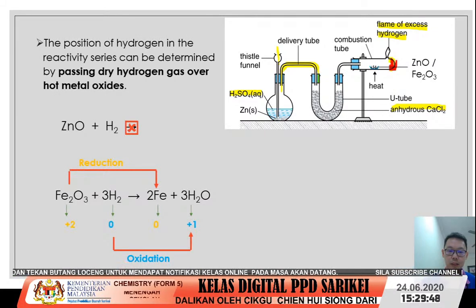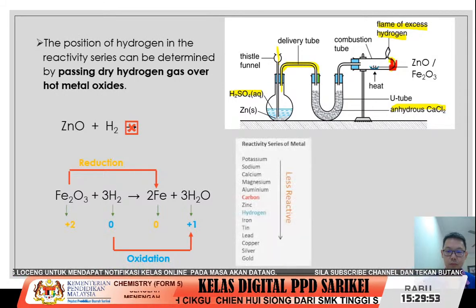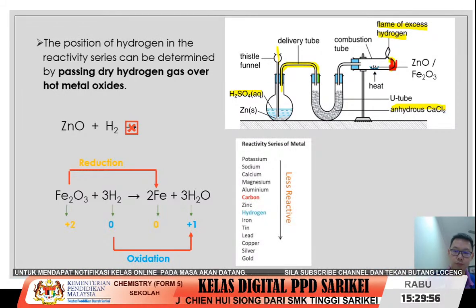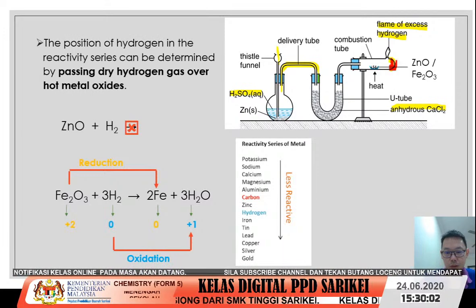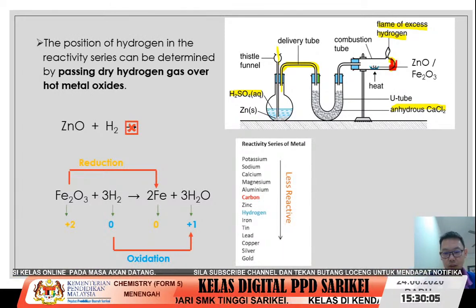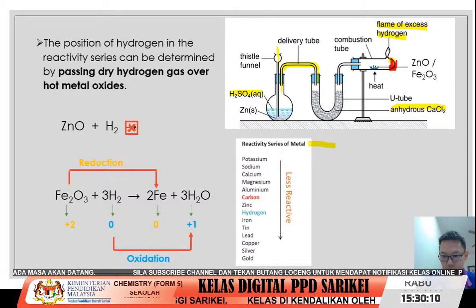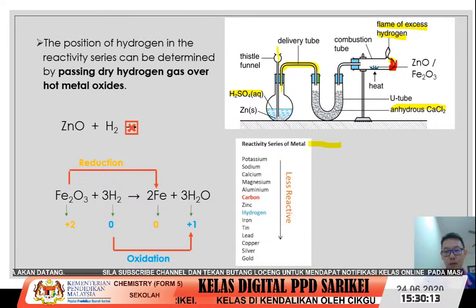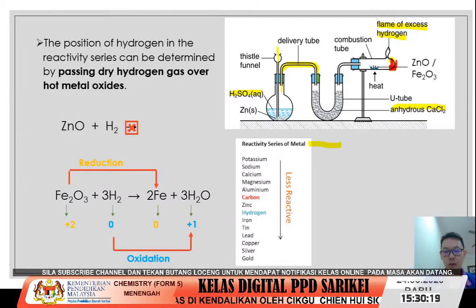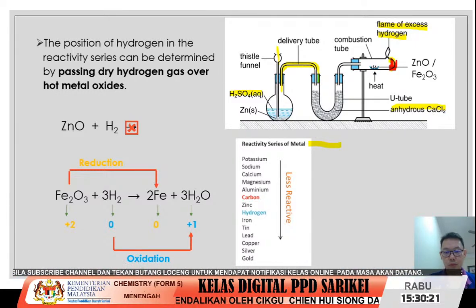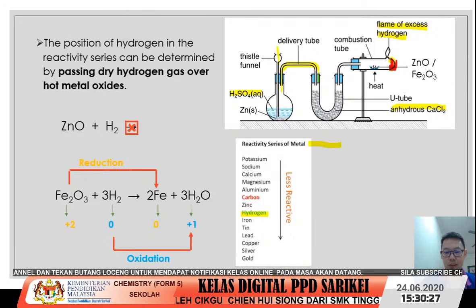So iron had undergone reduction. You know, this is an example of redox reaction. Now we can arrange the position of hydrogen in the reactivity series of metal. Please take note, there's no wording with oxygen at the back, because this reaction does not involve oxygen gas. So in the reactivity series of metal, hydrogen is placed between zinc and iron.